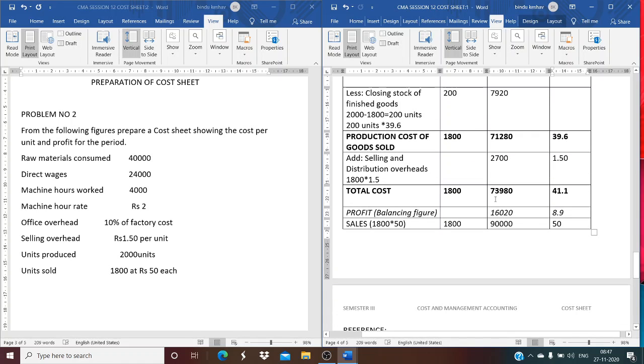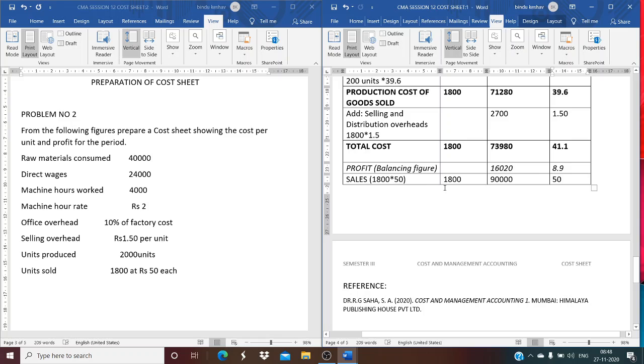Now we have to add selling and distribution overheads. What is the information given? Selling overhead 1.50 per unit. So how many units we have sold? We have sold only 1,800 units. So 1,800 units multiplied with 1.5, 2,700. Per unit, it is 1.50, given directly here.